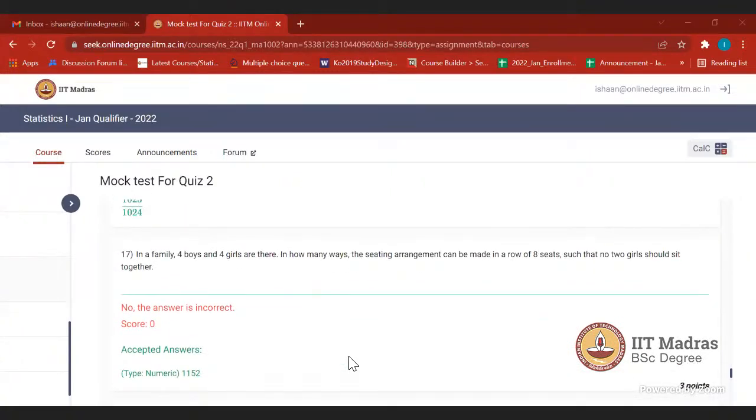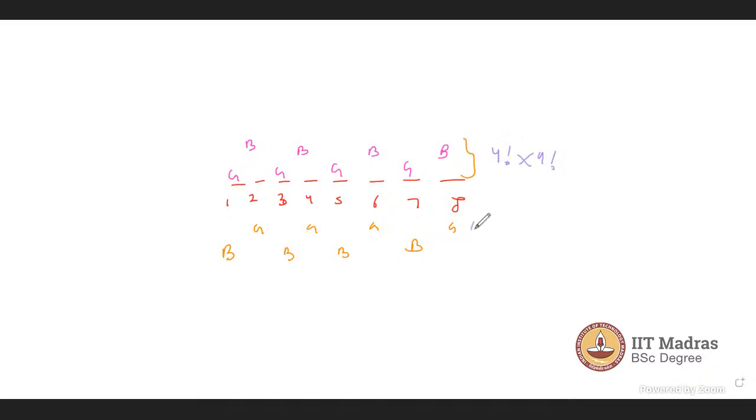So question number 17. In a family, there are 4 boys, 4 girls, 8 seats. Those who have attended the revision session have already seen this question. Okay, so there are 8 seats, right? Yes, sir. No 2 girls should sit together. So it is possible if I place all the girls in the odd places and the boys in the even places, or the other way, I place all the girls at the even and boys at the odd, right? Yes, sir. So for the first case, I can arrange the girls in 4 factorial ways and then the boys in 4 factorial ways, so 4 factorial times 4 factorial, so 2 times 24 squared, 2 times 576, right?